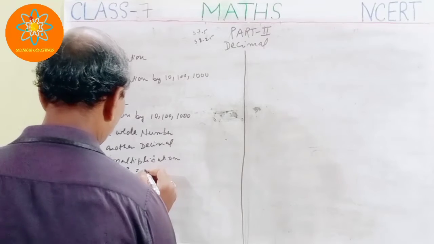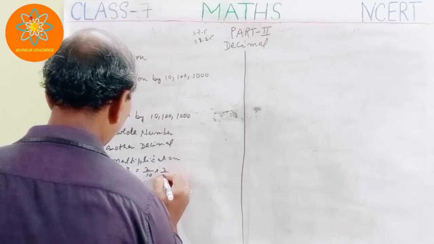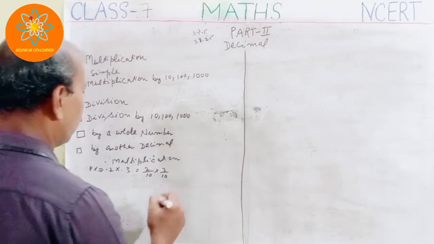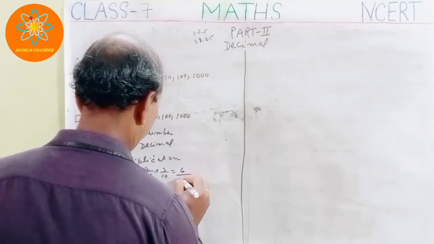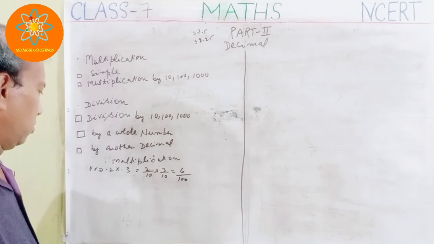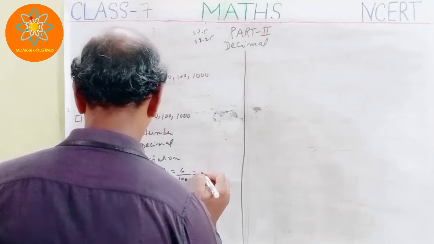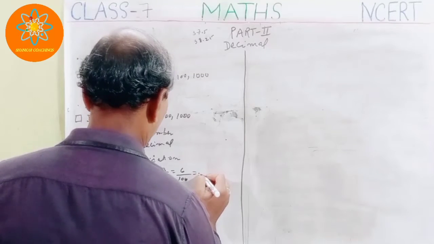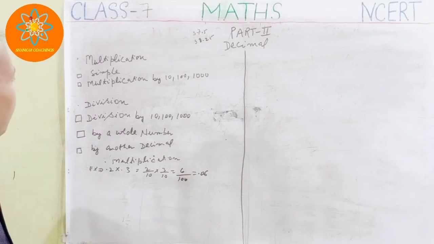So this is equal to 2 by 10 into 3 by 10. So this is equal to 6 by 100. And if I change it into decimal notation, this is equal to 0.06. So this is the simple multiplication.